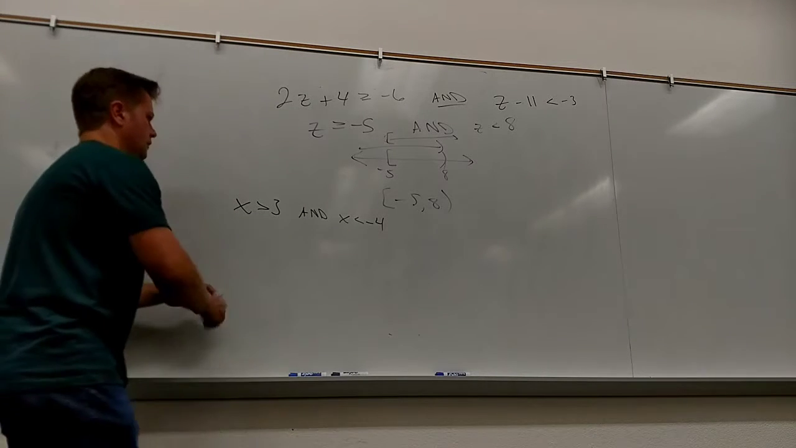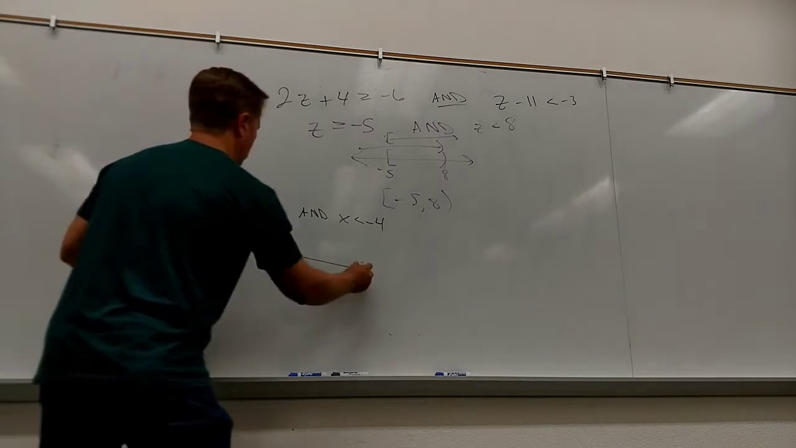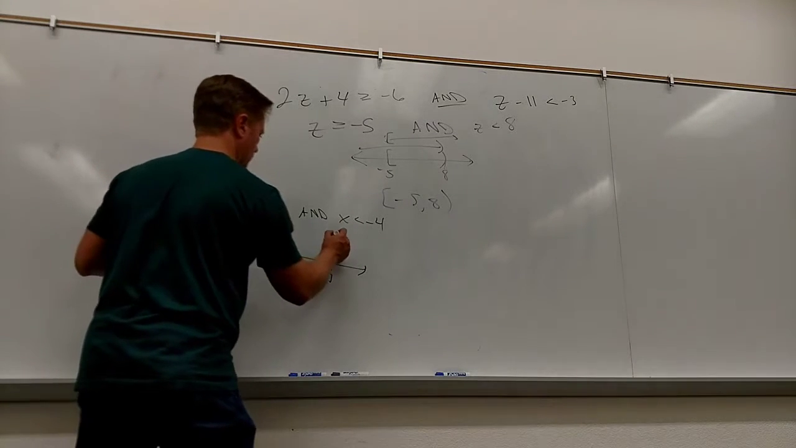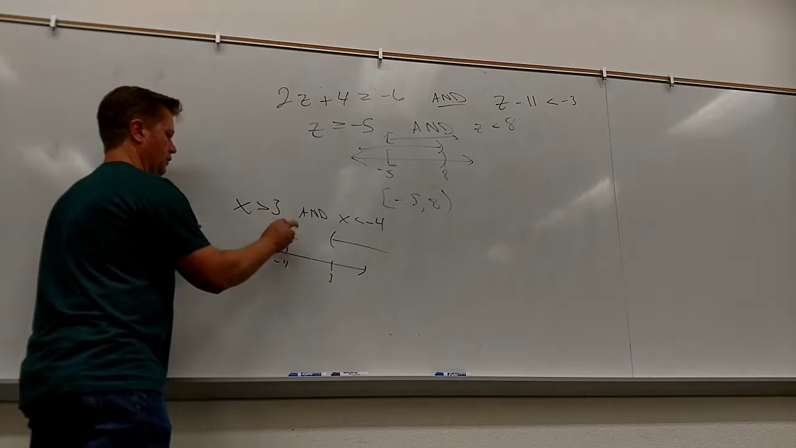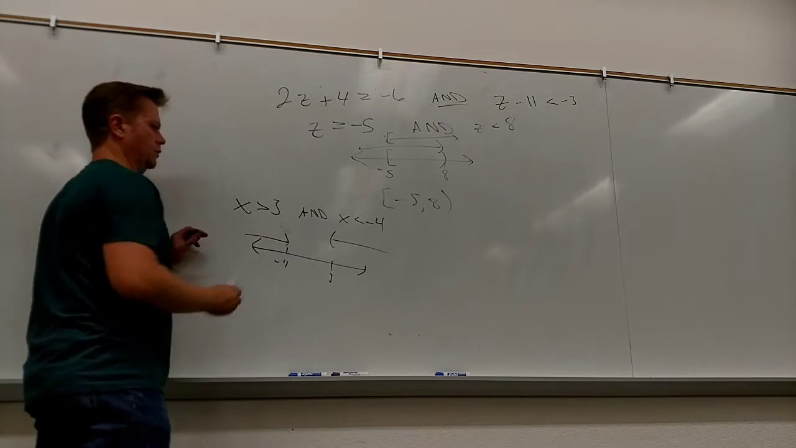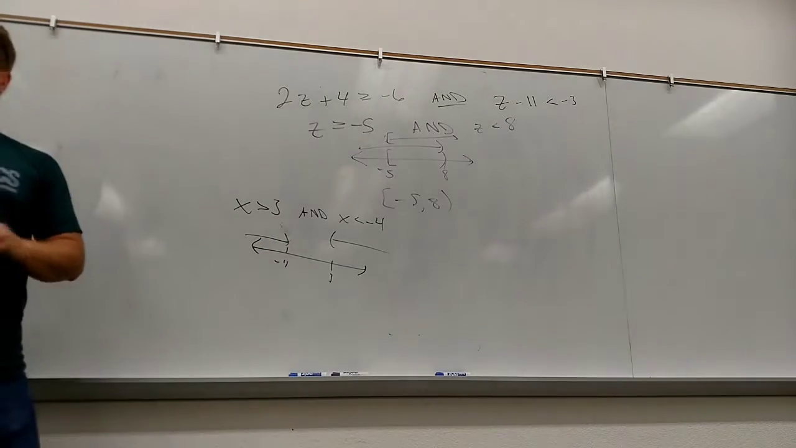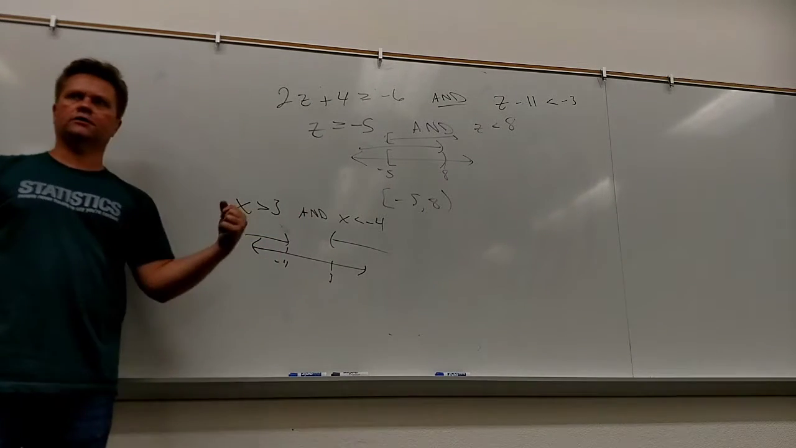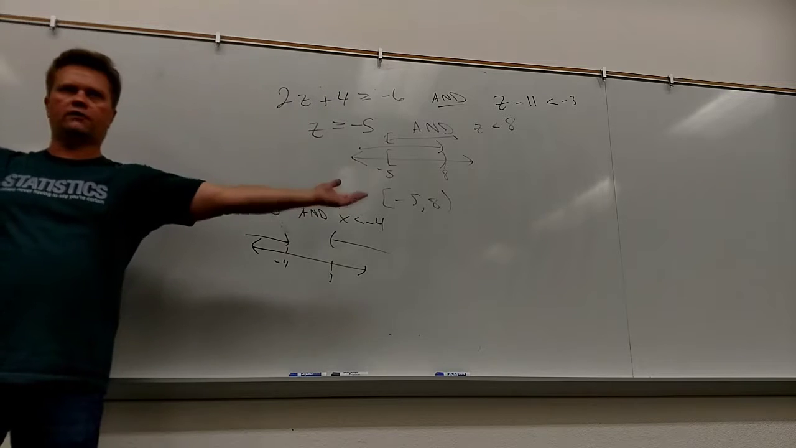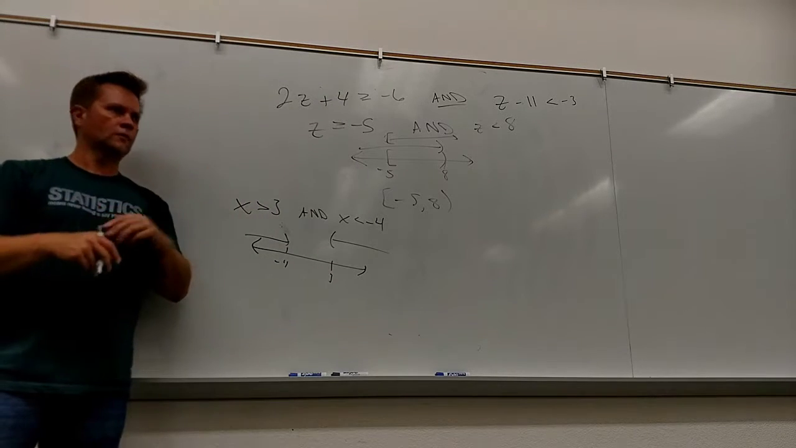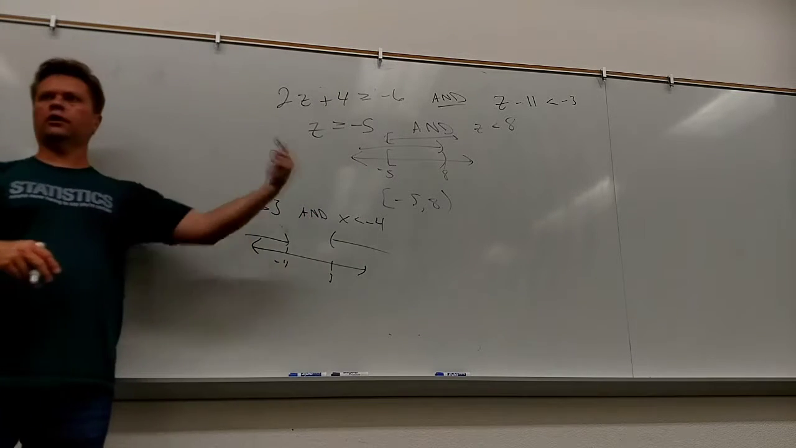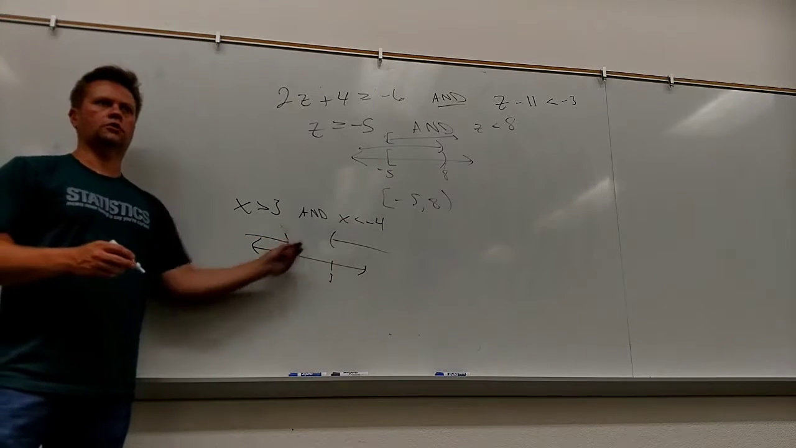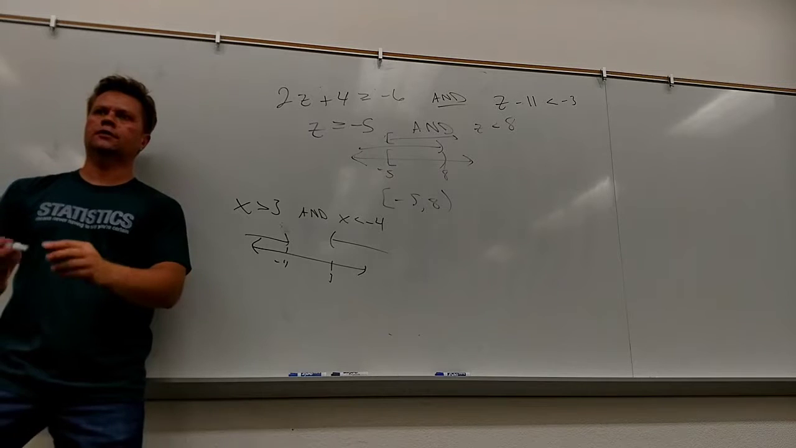And if you graph it, you're like, okay. It's got to be bigger than 3, and less than -4, right? So where do those overlap? Nowhere. No solution. If it would have been an "or," this would have effectively been my answer, because it would take wherever somebody's got an answer. And they have to both agree. And these don't agree anywhere. They don't overlap anywhere. They don't intersect anywhere.